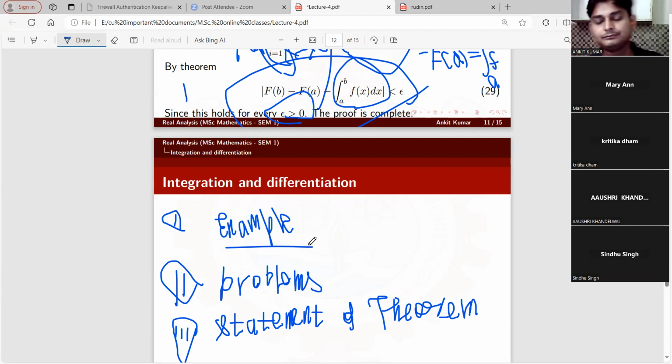So, in the next session, I will explain uniform convergence and its different types, pointwise convergence, and different types of properties.